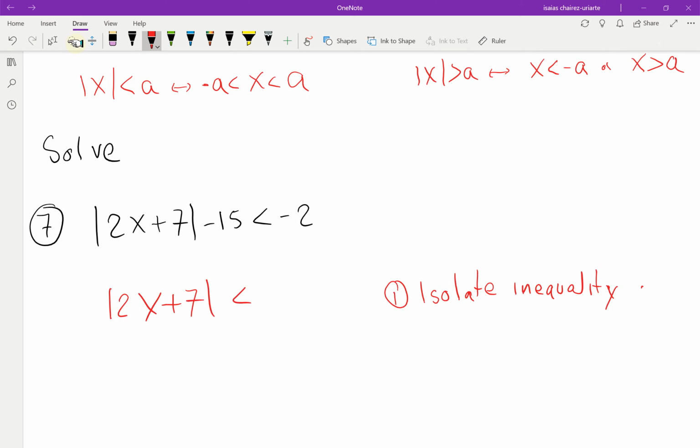So I'm looking at this little guideline up here. Right now my a is like my 13, and I'm thinking of x as being this whole expression, 2x plus 7. So then what I have is this, 2x plus 7.